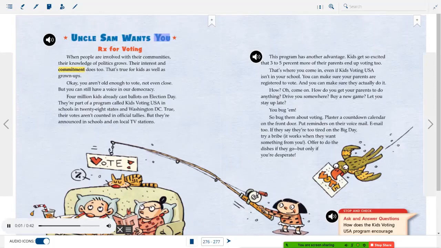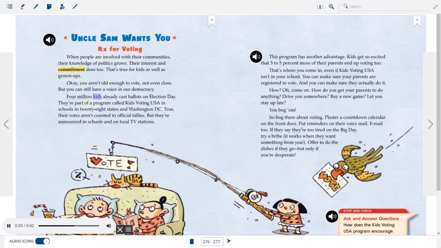Uncle Sam wants you. Rx for voting. When people are involved with their communities, their knowledge of politics grows. Their interest and commitment does too. That's true for kids as well as grown-ups. Okay, you aren't old enough to vote, not even close, but you can still have a voice in our democracy.